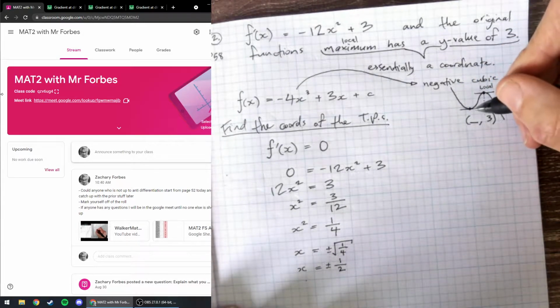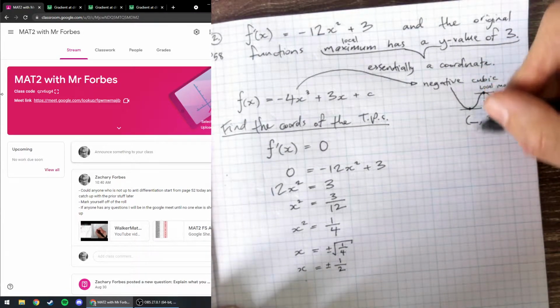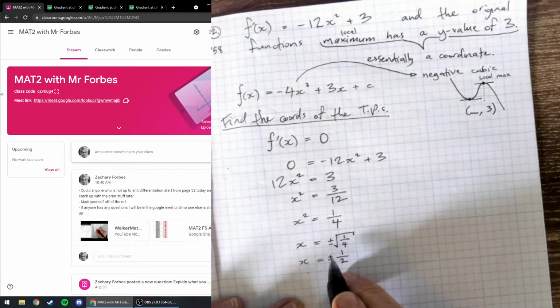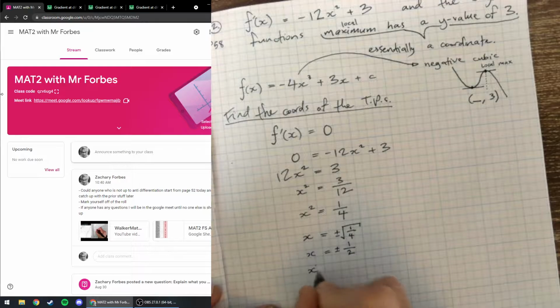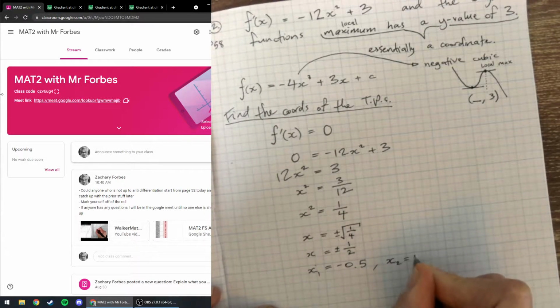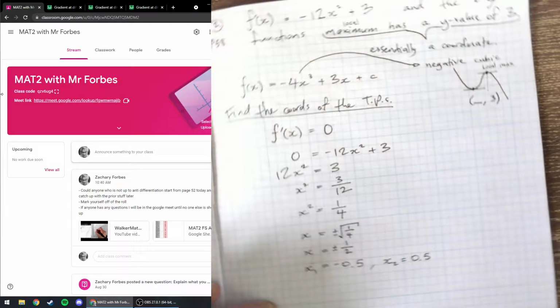So we're going to have to go to our picture now. And which one comes first? The first one is going to be the smaller of these two numbers. Maybe I should write them out. So x1 is going to be the smaller of these two, so it's going to be negative 0.5. And x2 is going to be positive 0.5.